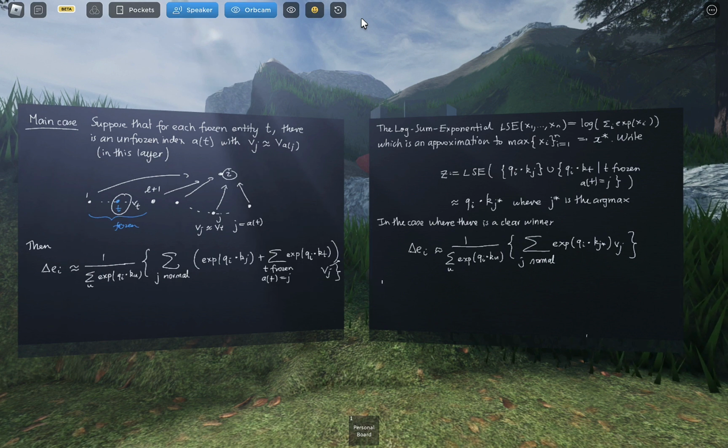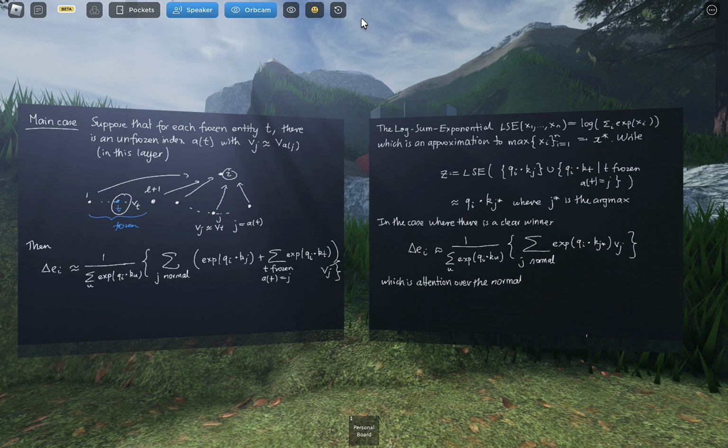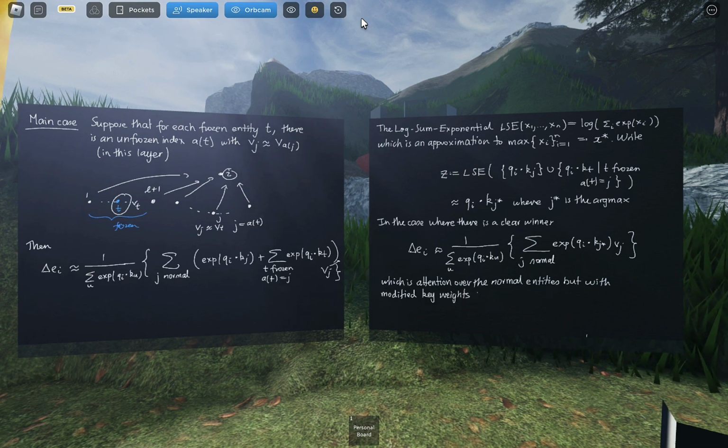So this is a tension over the normal entities, but with modified key weights, WK. Right, because KJ has changed to KJ star.